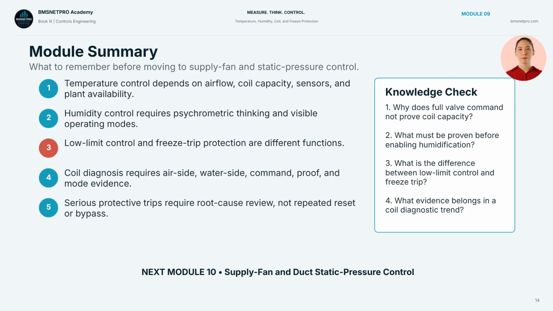Let us summarize Module 9. Temperature control depends on airflow, coil capacity, sensors, and plant availability. Humidity control requires psychrometric thinking and visible operating modes. Low-limit control and freeze-trip protection are different functions. Coil diagnosis requires air-side evidence, water-side evidence, command proof, and mode context. Serious protective trips require root cause review, not repeated reset or bypass. Complete the knowledge check before moving to Module 10. Supply fan and duct static pressure control.